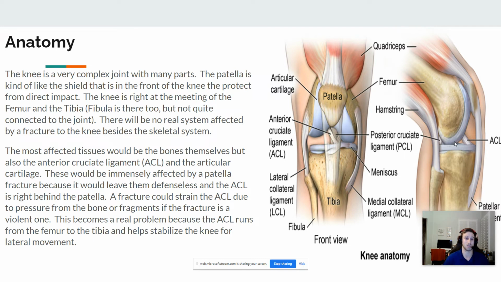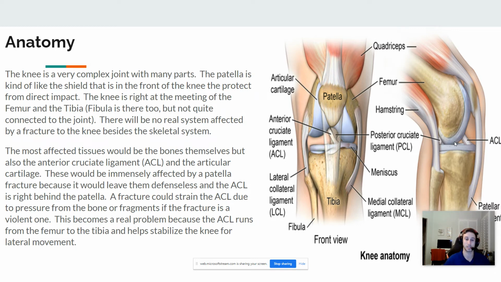The knee is right at the meeting of the femur and the tibia, and there's no real system affected by a fracture of the patella. It could really affect some things through infection or through shards, but for the most part, it's just going to be the skeletal system affected. The most affected tissues behind the patella are going to be the ACL, patellar ligament, and the articular cartilage. Those will be affected because shards could go into them. Their shield is broken. There's going to be pressure in there.